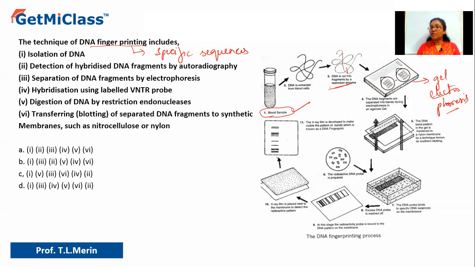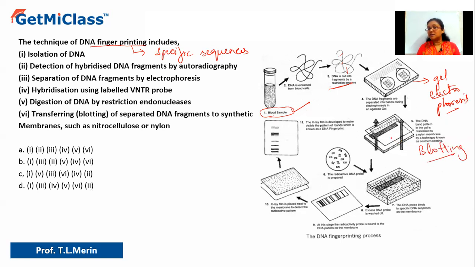Once they form different bands on the agarose gel, they will transfer those bands from the agarose gel onto either a nitrocellulose sheet or a nylon sheet. This is called blotting.